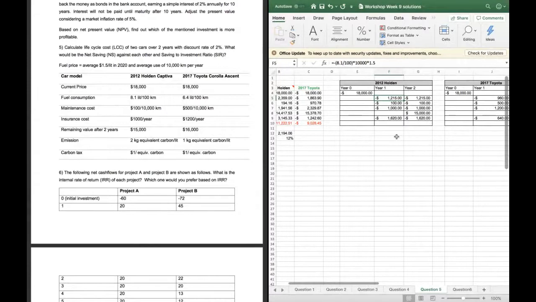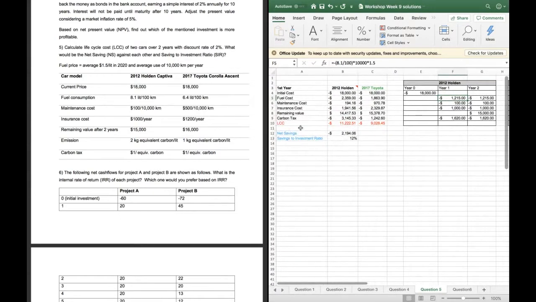And now once you get the total cash flow for each year for both the car models, you can just discount it to the present value. Is there a discount rate given to us? Yes, the discount rate is given to us as 2%. So just use this discount rate to discount the cash flow to the present value. And then you get the life cycle cost. That is how you get the life cycle cost.